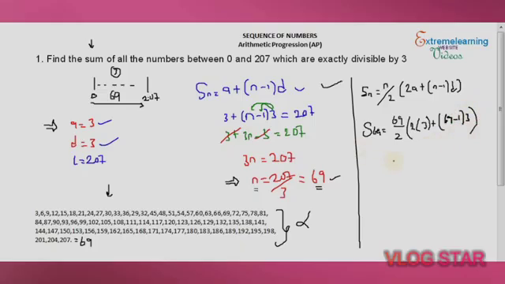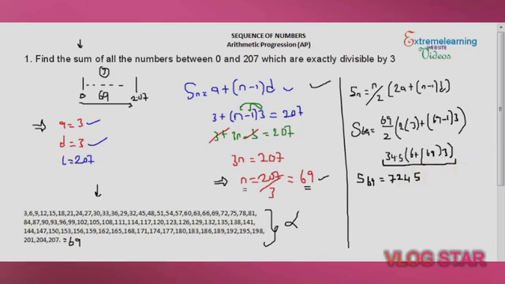Now if we simplify this, 69 divided by 2 gives us 34.5. We multiply it into this: 3 times 2 is 6, plus 68 multiplied by 3. We close the final bracket. So S of 69 is equal to, after simplifying, our final answer of 7245.